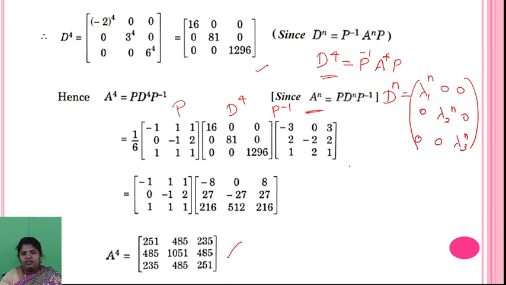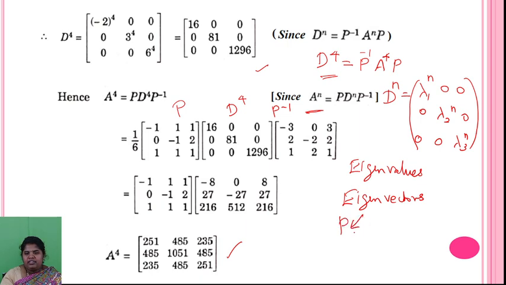So hence we should first find the eigenvalues, then find the eigenvectors, form the modal matrix using the eigenvectors, then find P inverse, then form P inverse AP, which gives the diagonal matrix. If we want to find the powers, then obtain D power 4 and substitute in A power 4 equal to P D power 4 P inverse. We can obtain the power of the matrix.